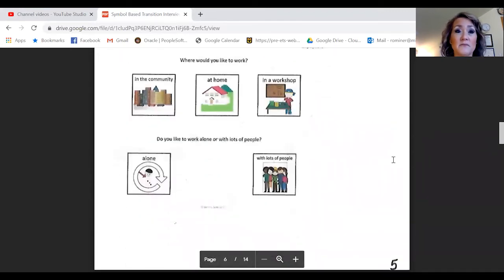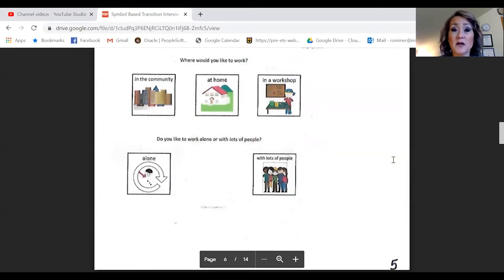Where would you like to work? In the community, at home, in a workshop? And most of those kids know about the sheltered workshop, and I believe that's what this is referring to. So do they want to work just out in the community? Do they want to work at home, or do they want to work in the sheltered workshop?